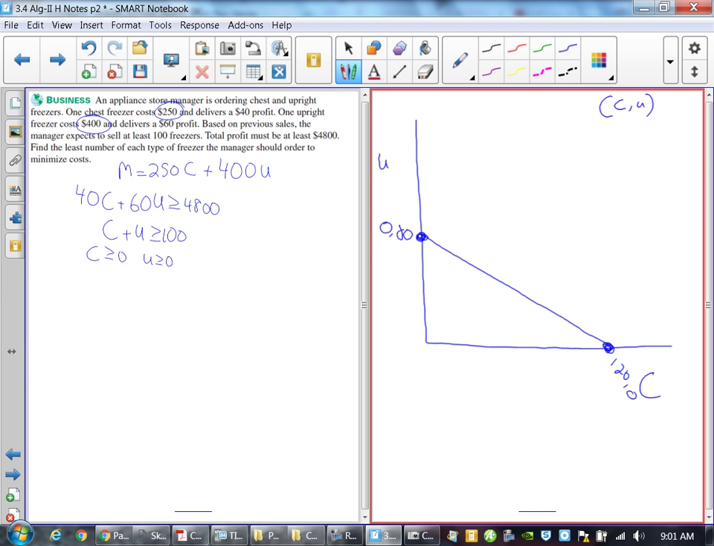Which way are we going? Outward or inward? Outward, because 0 plus 0, is it smaller than 4,800? No, it's moving out. Next one's really easy. 100 and 100.